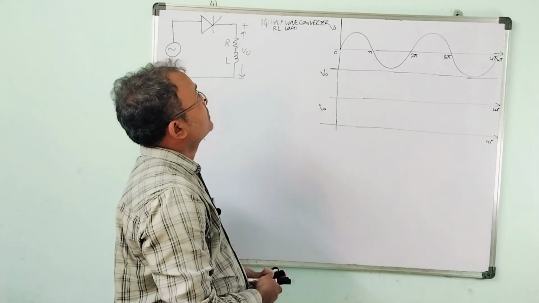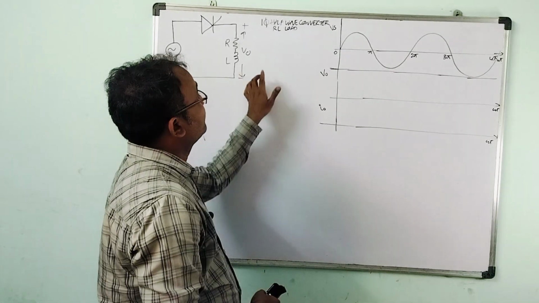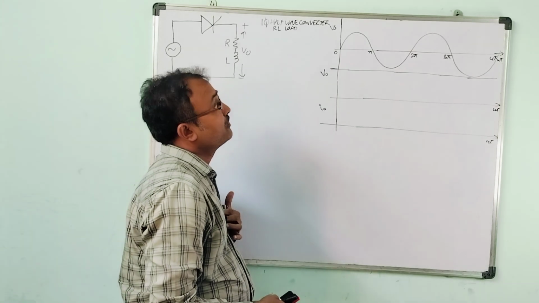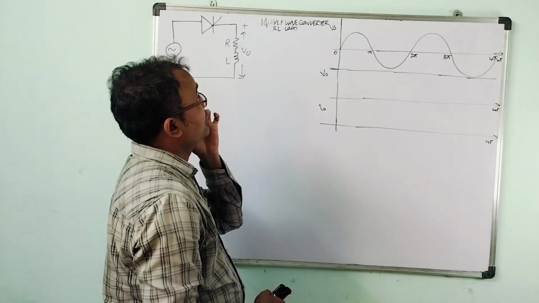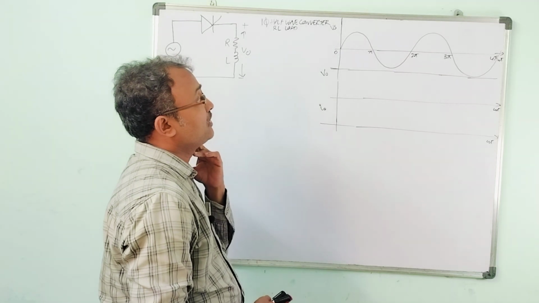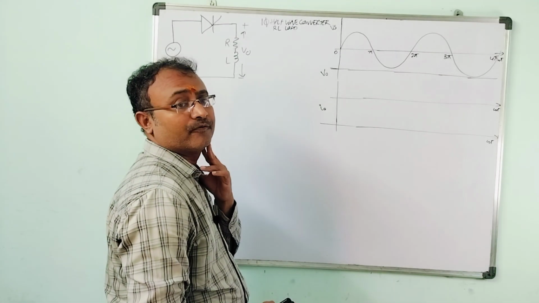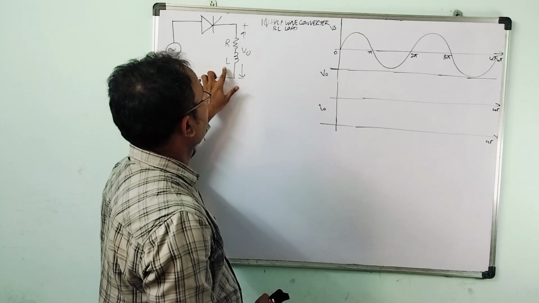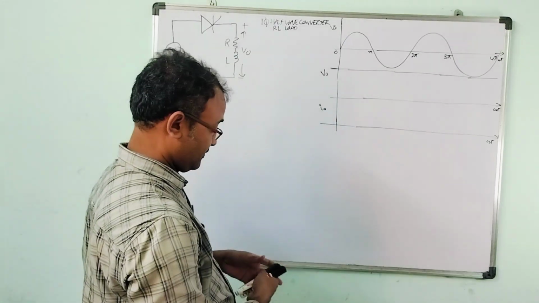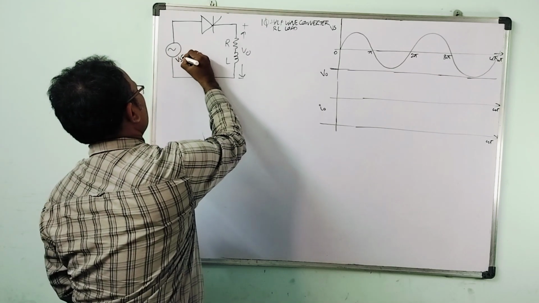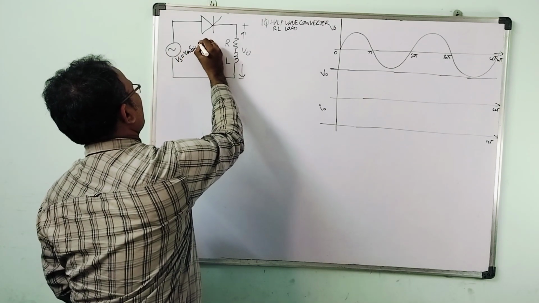Now let us discuss the topic single phase half wave converter with RL load. In the previous video I already discussed the single phase half wave converter with R load, where we came to know that the output voltage and current waveforms are in phase with each other. Now here the load is RL in nature with a single thyristor, and the input voltage is sinusoidal, that is Vs equals Vm sin omega t.